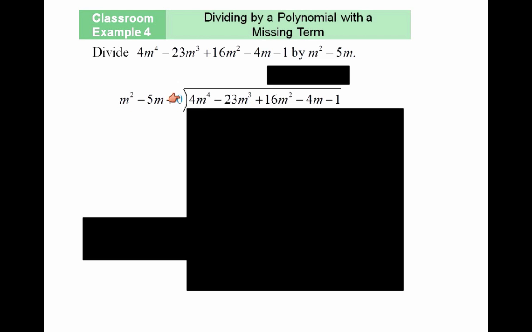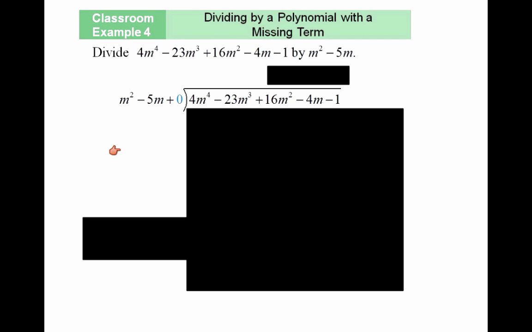And here we're missing a constant, so we're going to insert 0 here. Everything else here is in order. So the first step is to say, what times m to the power of 2 gives you 4m to the power of 4? For those of you watching this later, it's a good idea to pause the session now and see if you can do this on your own, and then run the session.